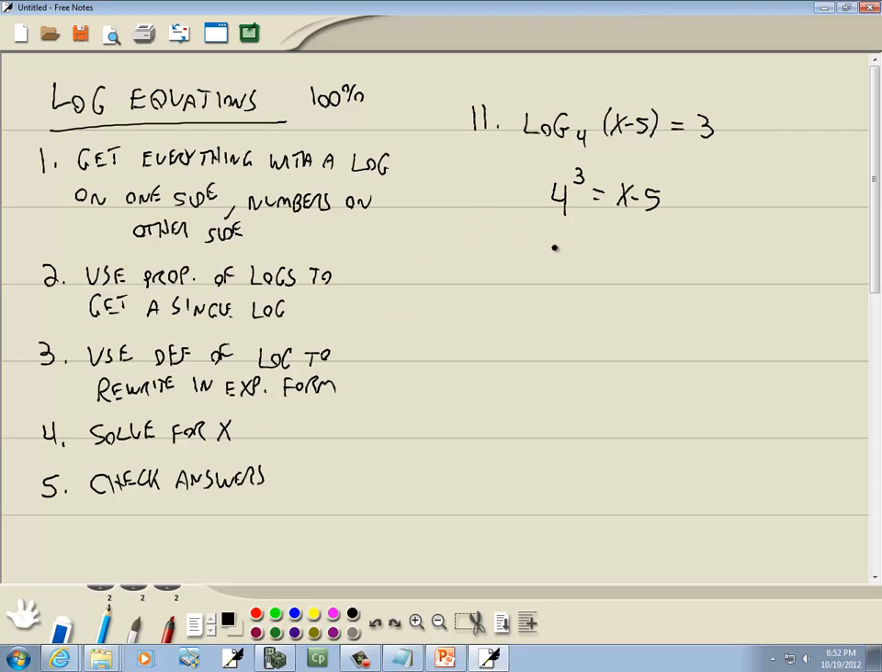Now this says solve for x. This is actually a linear at this point. 4 times 4 is 16, times another 4 is 64. Now I'll take negative 5 over to the left side, and it becomes a positive 5. And that gives us 69. Then it says check your answers. If I put 69 minus 5 up here, that's not 0 and it's not negative. That's the only part I really care about checking. So that's our answer.